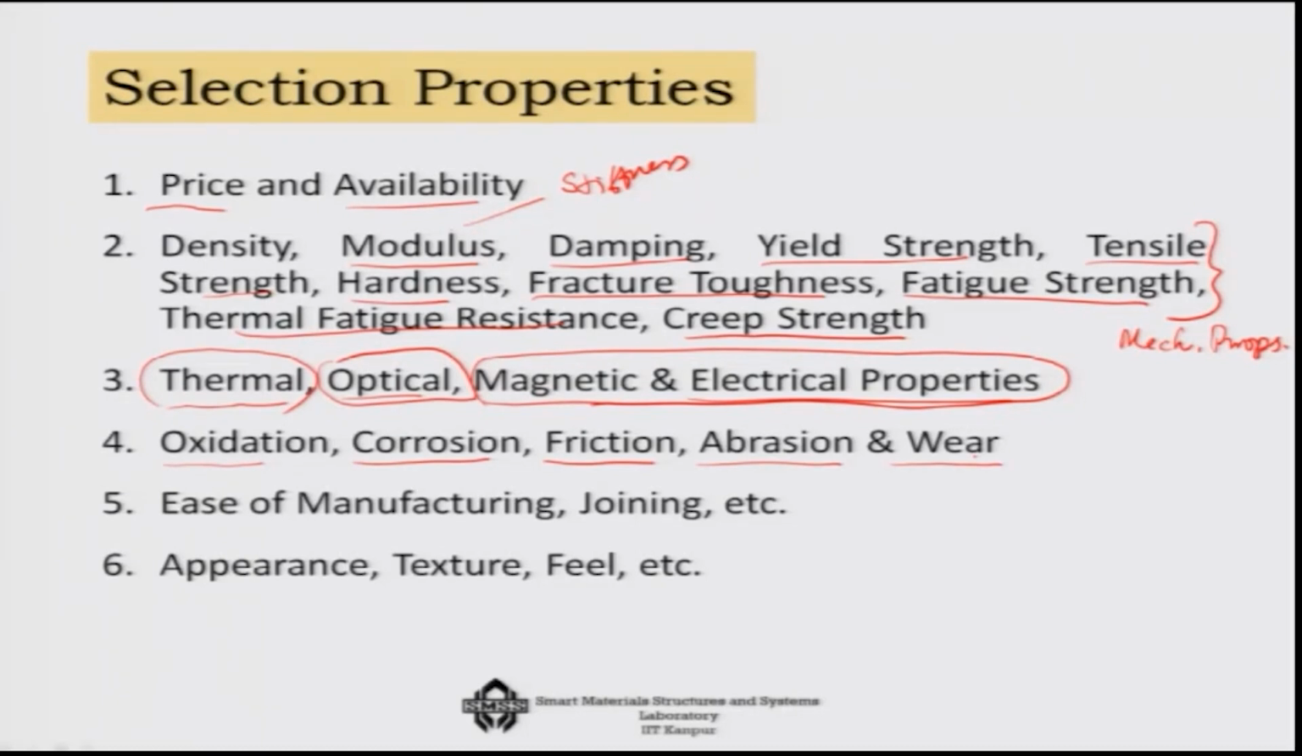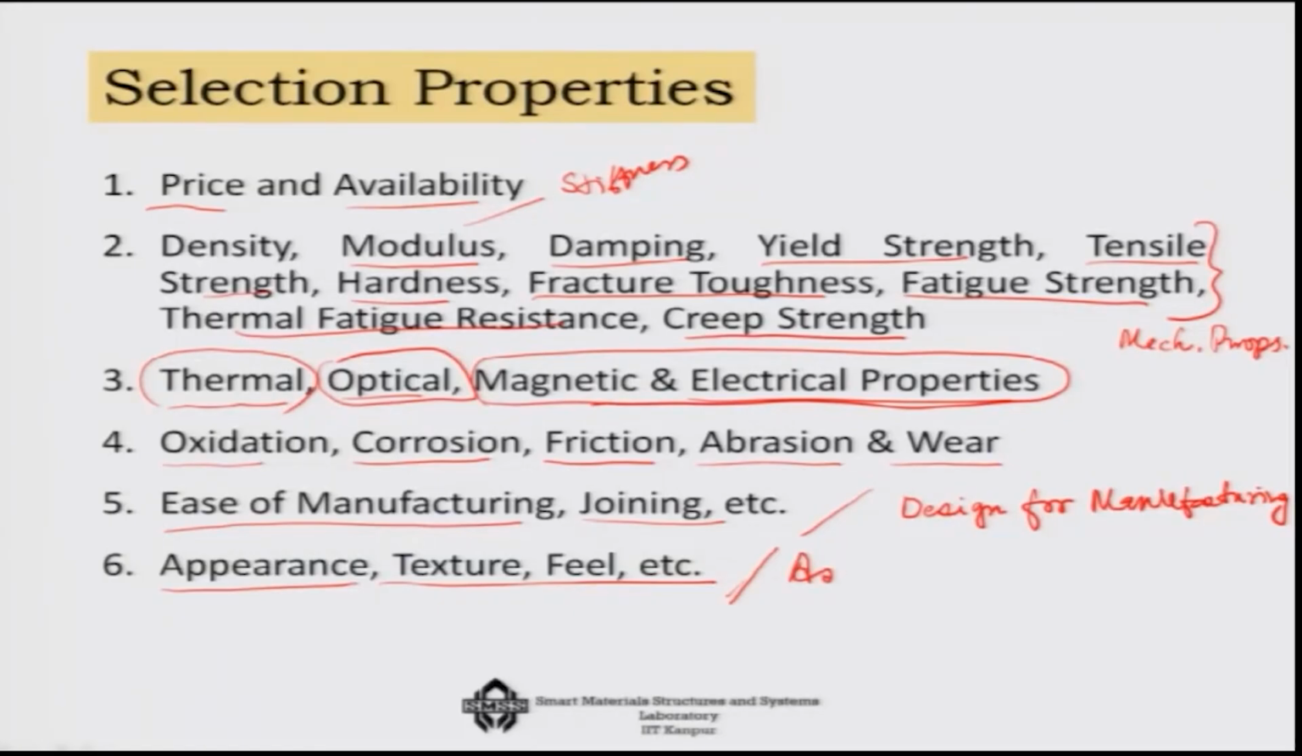Now, that is the property set number 4 that we have to look into. Then in the property set number 5, we have to look for the ease of the manufacturing and the joining. So, this is related to the manufacturability of the system, so design for manufacturing. And then finally, we have to think of the appearance, we have to think of the texture, feel, etc. So, the aesthetics becomes important, right.